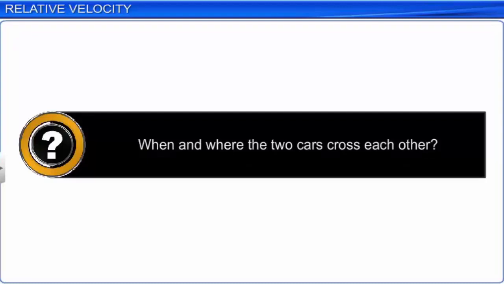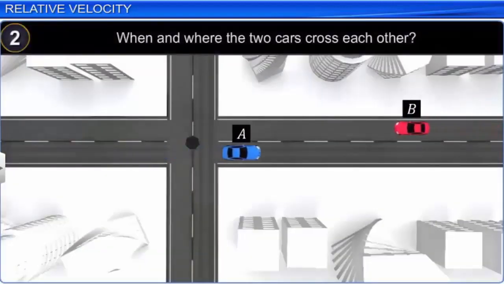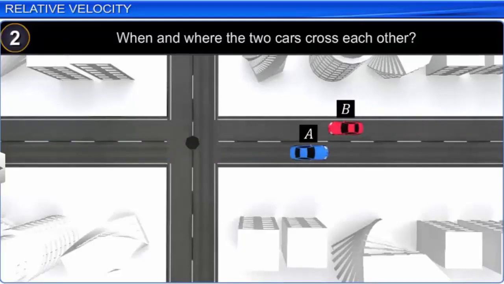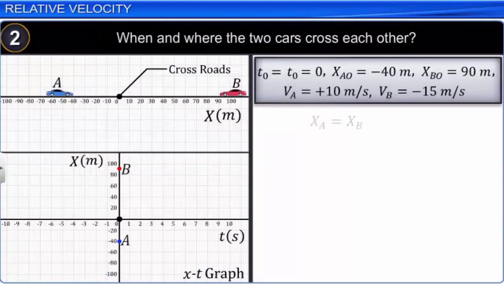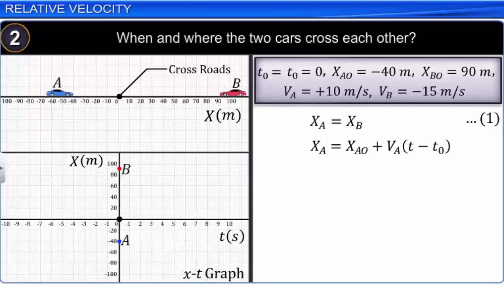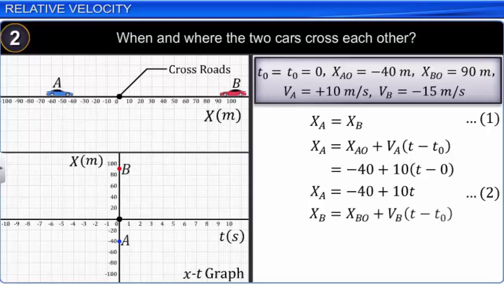When and where the two cars cross each other? When the two cars cross each other, their position coordinate is the same. That is, XA is equal to XB, which is equation 1. Here, XA is equal to XAO plus VA into T minus T naught. By substituting and simplifying, we get XA equal to minus 40 plus 10T, which is equation 2. Similarly, XB is equal to XBO plus VB into T minus T naught. By substituting and simplifying, we get XB equal to 90 minus 15T, which is equation 3.